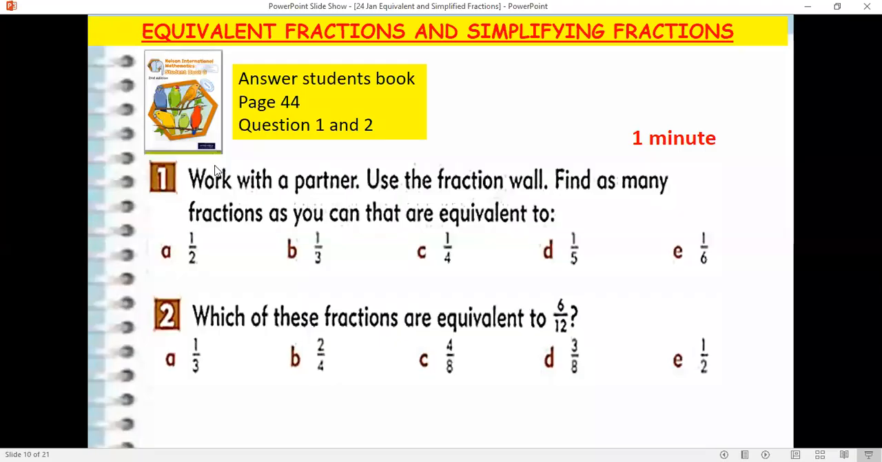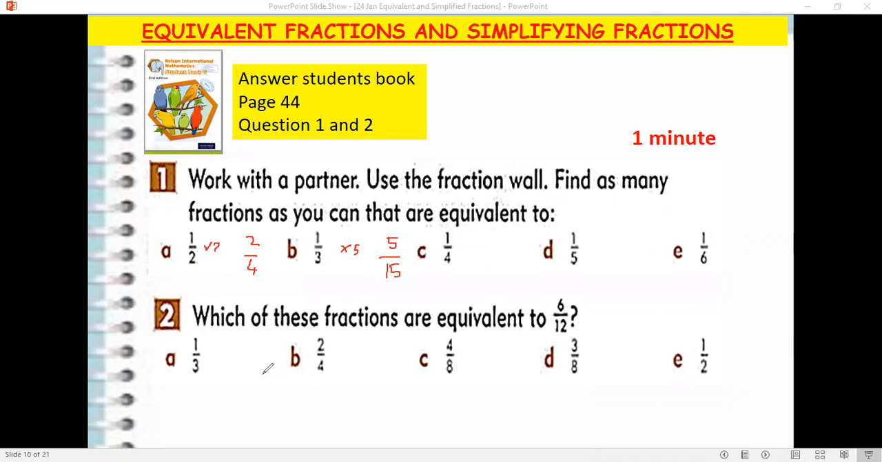Okay, you can answer this one in your student book, page 44, question 1 and 2. So try it by yourself. You can do it by multiplying without using the fraction wall in your textbook. We can just do it without the fraction wall. Okay, try it and then check your answer later. So I can multiply this one by 2 or 3 or 4. So it will be 2/4. Yes, I can multiply this by 5. So I will get 5 over 15. And you can do the rest.